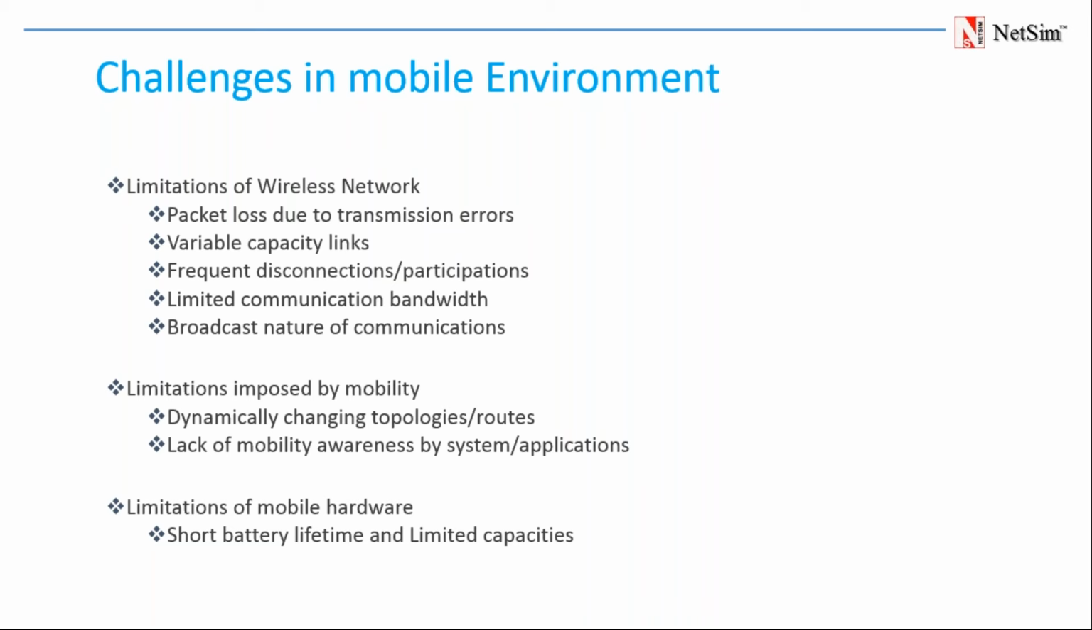So limitation due to wireless network is, in a wireless network, we know there might be some packet loss due to transmission errors, then there might be variable capacity links, then frequent connection and disconnection of the devices would be there, then bandwidths would be limited, and it's a broadcast nature of communication, so some devices that do not receive the signal. So these are the limitation due to wireless network.